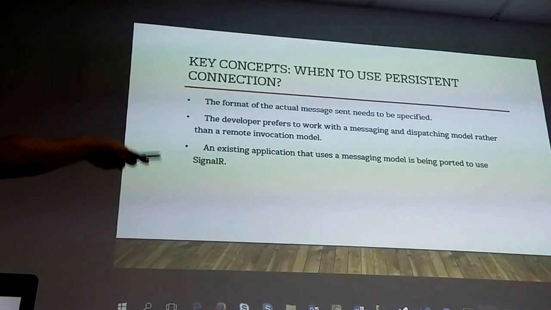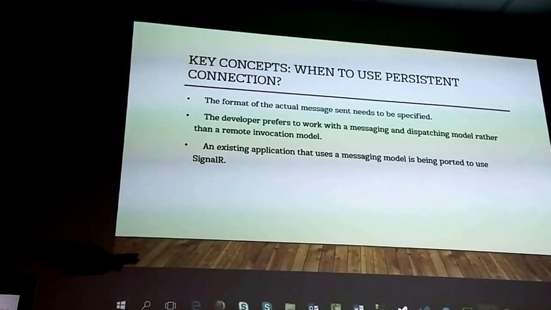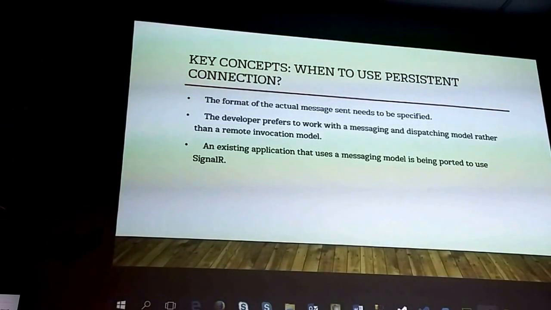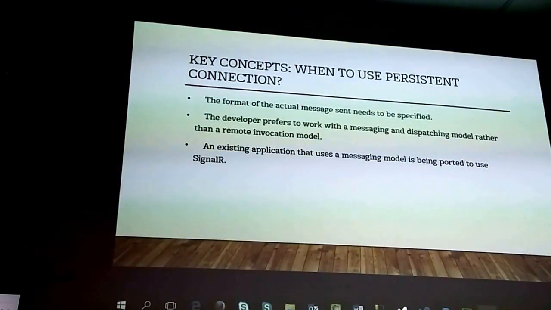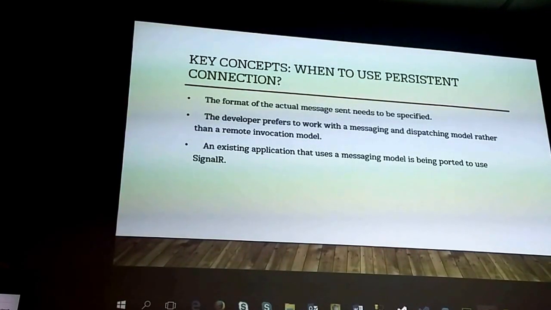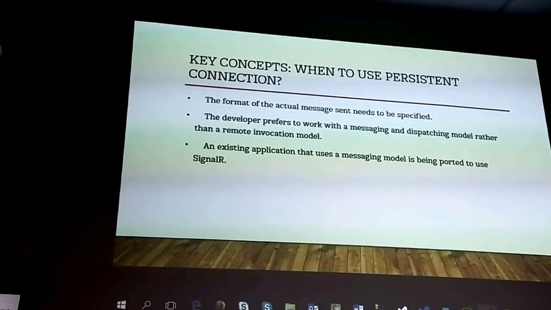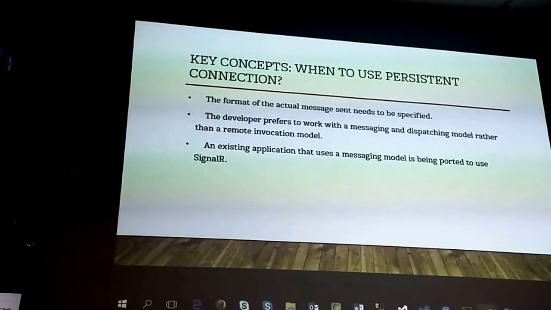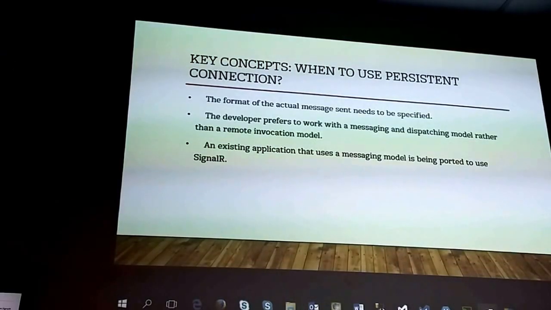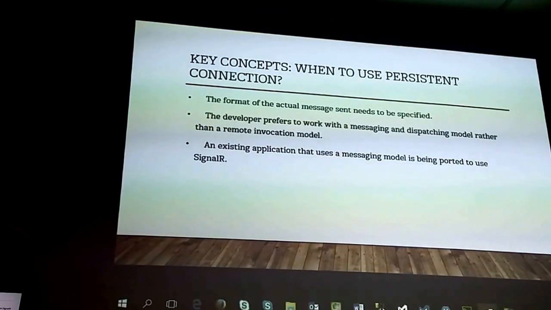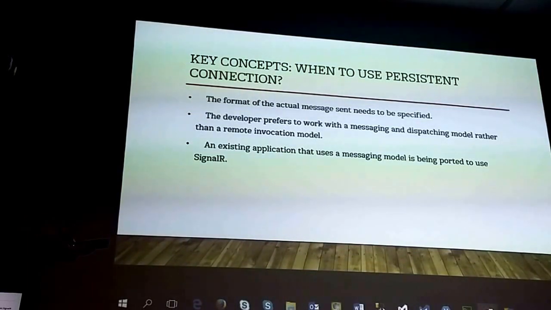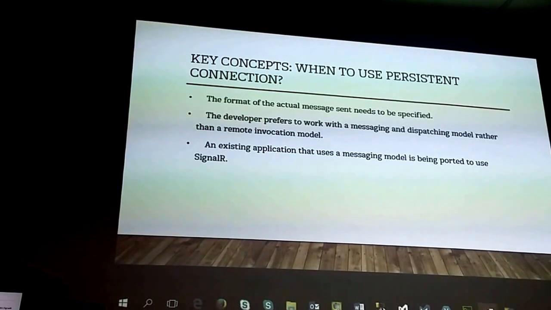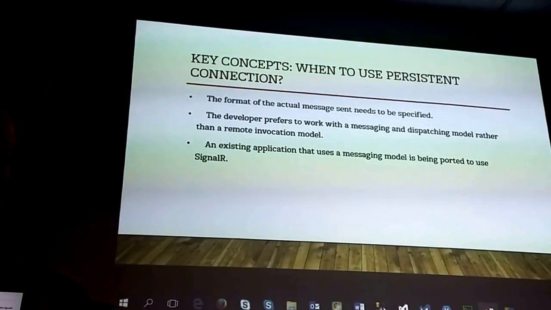Okay, so this is the part where I answer your question. When do you use persistent connection? You use persistent connection when the format of your actual message sent needs to be specific. For example, if I'm sending a string or an integer, you need something that is strongly typed, so you know the exact format. Sometimes the message format might not be in JSON. We're talking about an object that you want to serialize to XML. This is where you can use persistent connection.